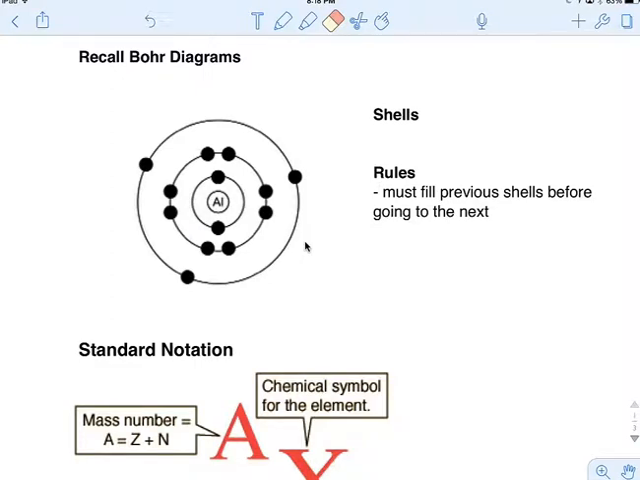All right, ladies and gentlemen, unfortunately I can't be at school today, but I would like you to continue with your lesson. So it's important that you remember the Bohr diagram from yesterday. Here is a Bohr diagram for aluminum.